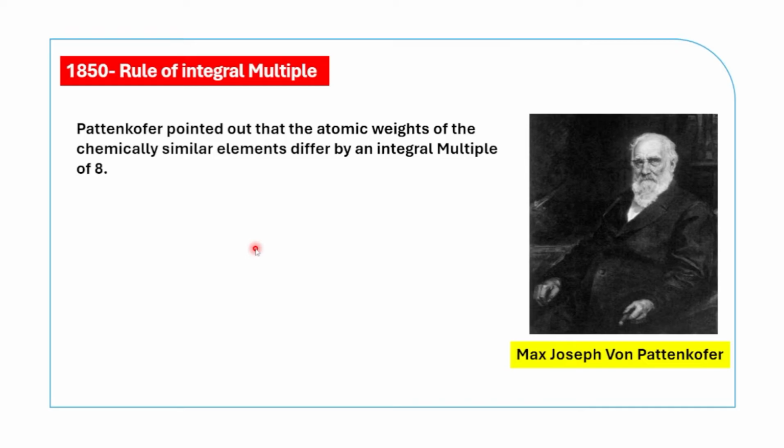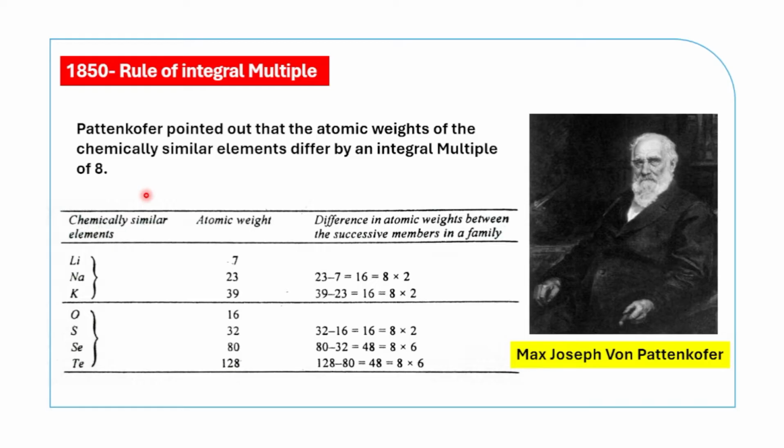Next, in 1850, this rule of integral multiple came. Pettenkofer pointed out that the atomic weights of chemically similar elements differ by an integral multiple of 8. So let's see the examples. If you take this triad, lithium, sodium and potassium, the atomic weights are 7, 23 and 39. If you subtract 7 from 23, you get 16, and if you subtract 23 from 39, you get 16. So that is a multiple of 8.